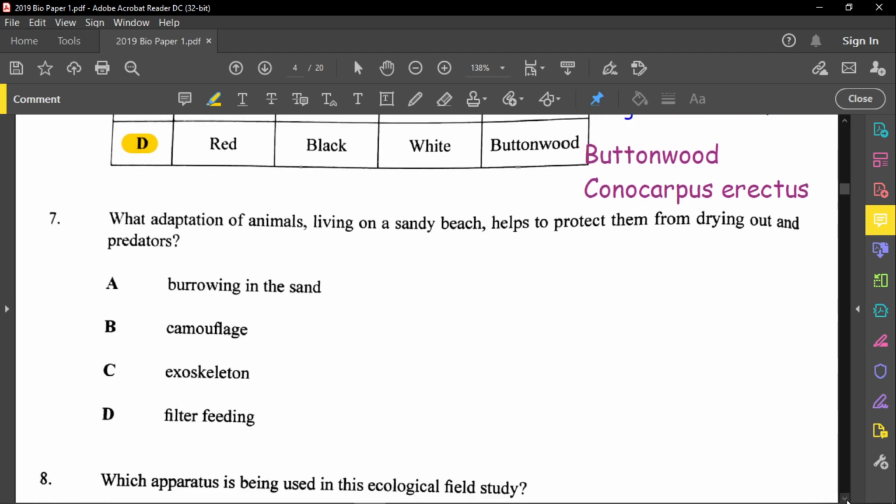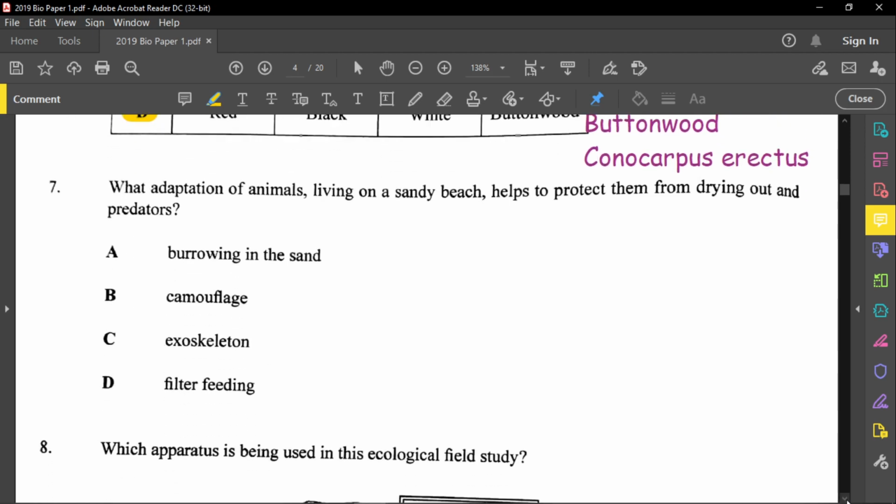Question number 7 reads: what adaptation of animals living on a sandy beach helps to protect them from drying out and predators? There are 2 things you're considering right here. One is to prevent dehydration, drying out, and also to be protected from predators. So which will be the most appropriate answer here?